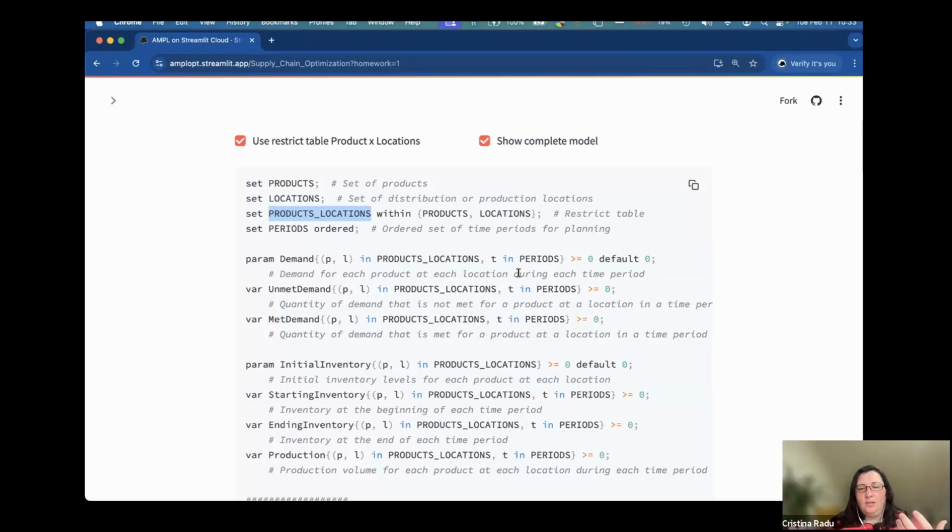So the idea with those restrict tables, I think we're going to talk about them in the course a bit more, is that you eliminate all the combinations which are not needed. And this increases a lot the performance of the solver. So that's the point of doing it.